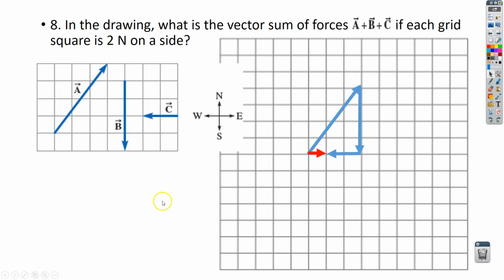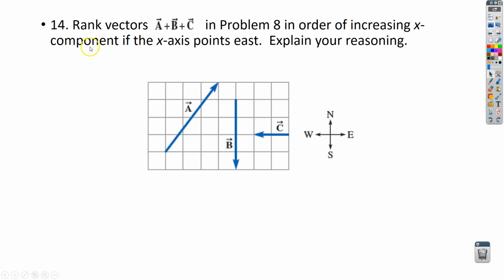Number 14 uses the same thing. It says rank vectors A, B, and C in problem 8 in order of increasing x component if the x-axis points east. So we can go ahead and draw the x component for each one of these. It's pretty easy to do. So for letter A, this would be our x component. It goes from the tip of the arrow to where the head of the arrow would be, but you can only go in a straight line left to right.